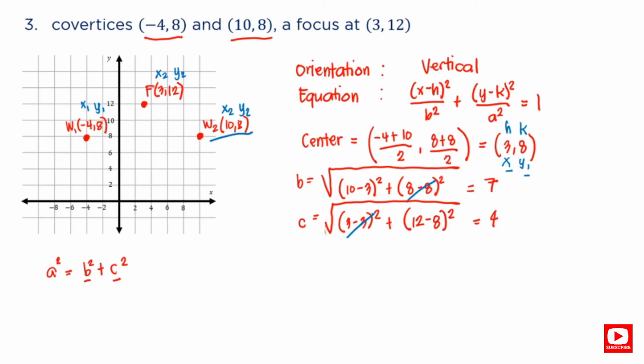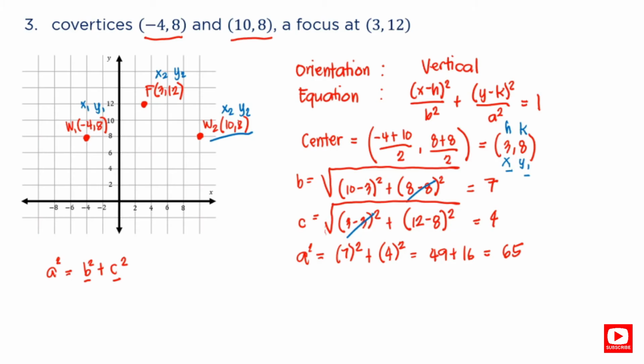So we now have the values of b and c. So we can now solve for a square. So a square is just equal to b square, so that is 7 square, plus c square is 4 square. And this is just equal to 49 plus 16. So we have 65. So our a square is equal to 65.